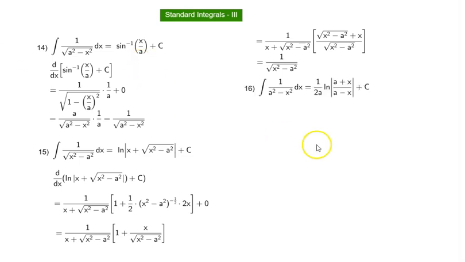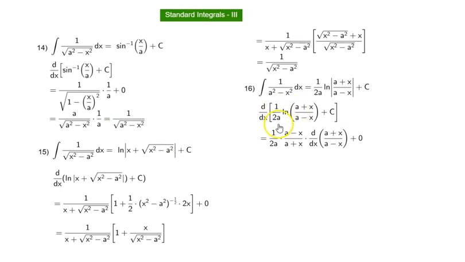Okay, now next one. Integral of 1 by a square minus x square dx is equal to 1 by 2a natural log of a plus x by a minus x plus c. So differentiate the right hand side, we get 1 by 2a is a constant, so as it is, times the derivative of natural log of a plus x by a minus x, which will be its reciprocal. So a minus x by a plus x times the derivative of this term, a plus x by a minus x plus 0.